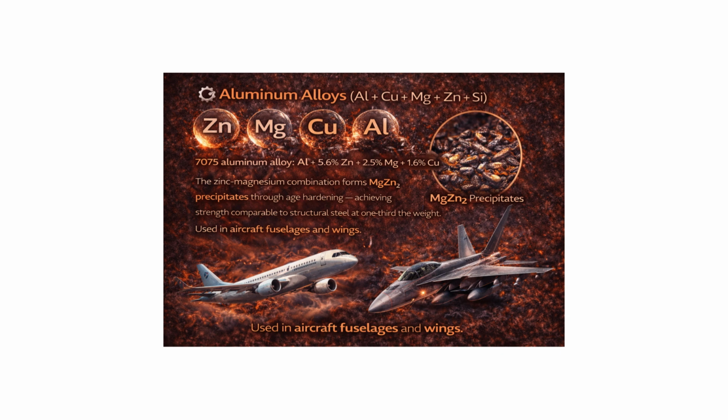Aluminum alloys: aluminum, copper, magnesium, zinc, silicon, 7075 aluminum alloy. Aluminum, 5.6% zinc, 2.5% magnesium, 1.6% copper. The zinc-magnesium combination forms magnesium-zinc, MgZn, precipitates through the age hardening process, which significantly increases the strength of the alloy. This strengthening mechanism allows the alloy to achieve strength comparable to structural steel while maintaining only about one-third of the weight.